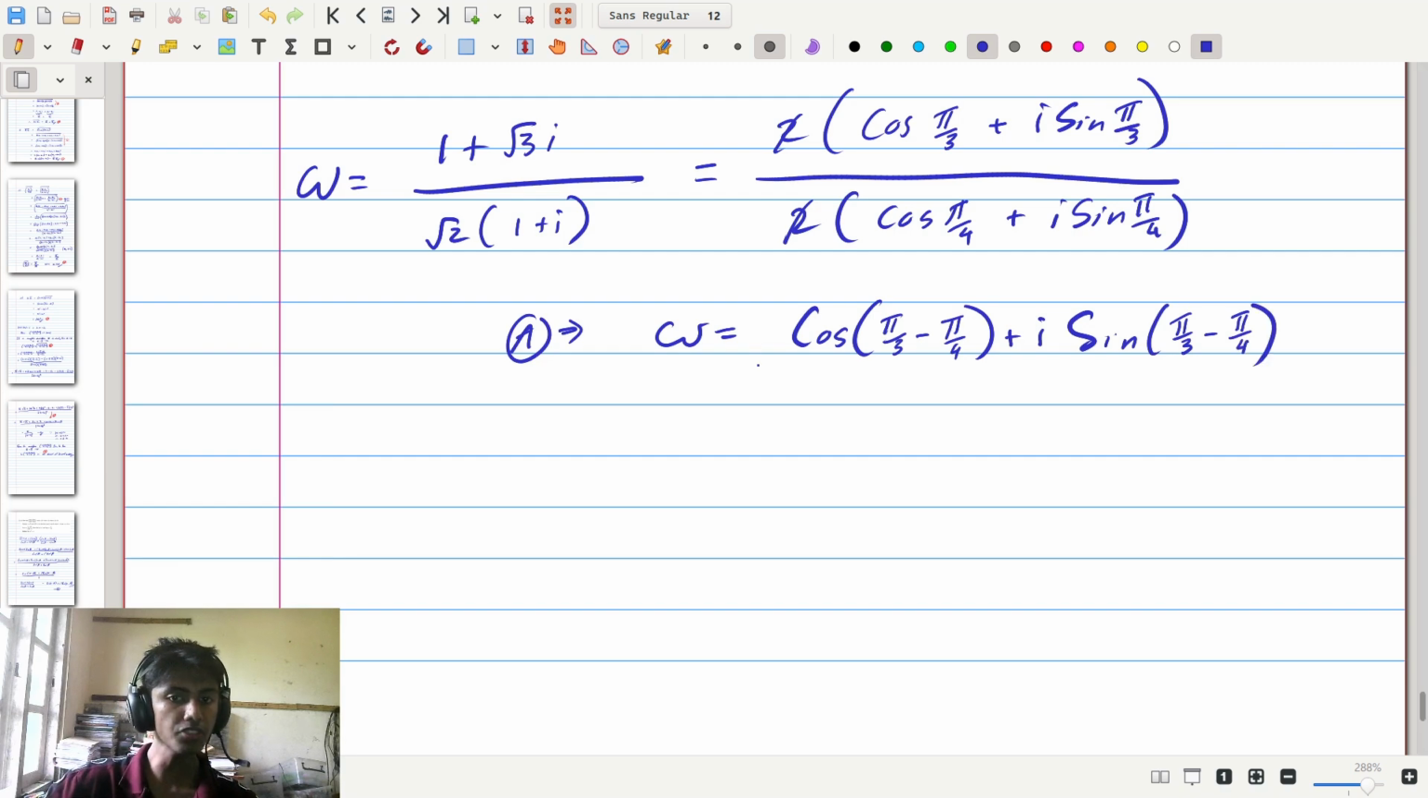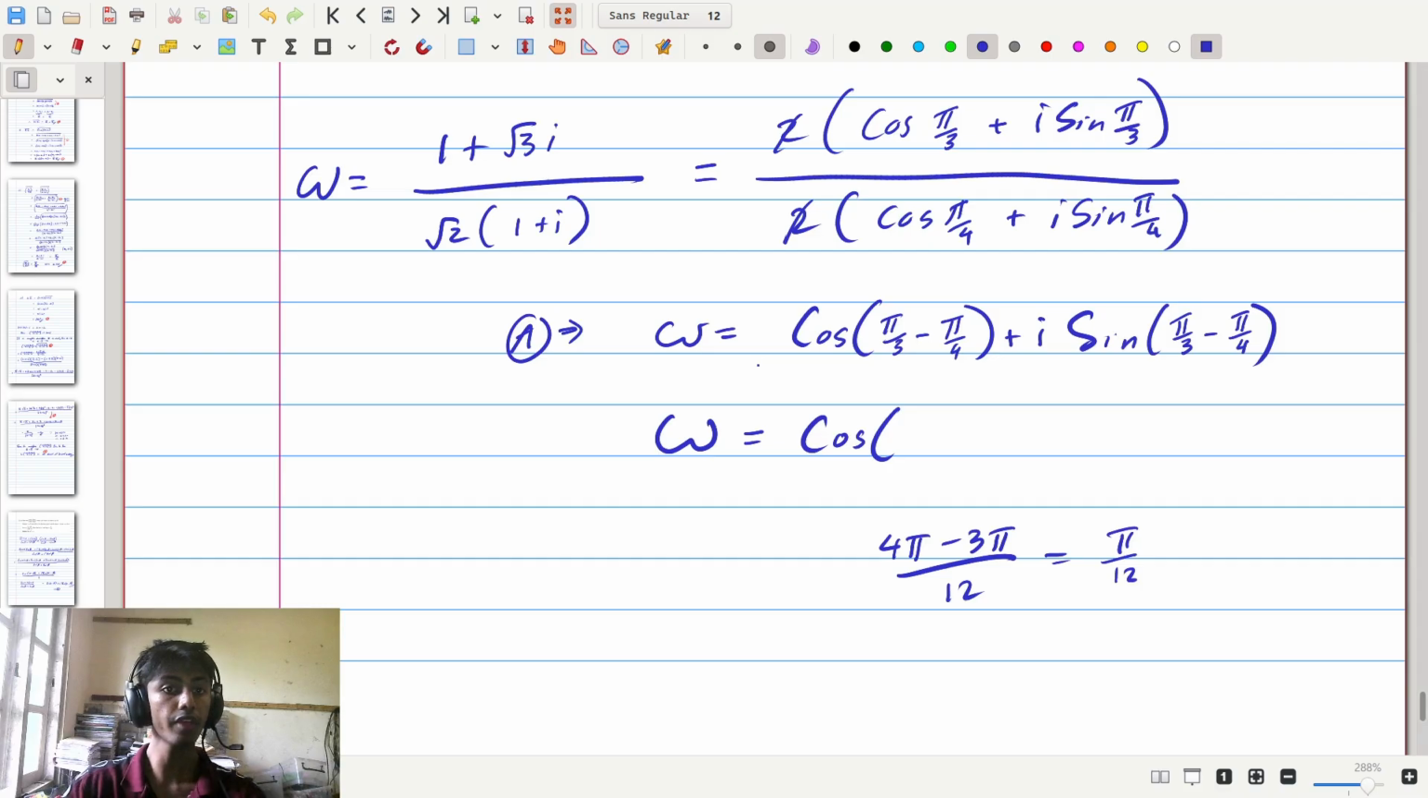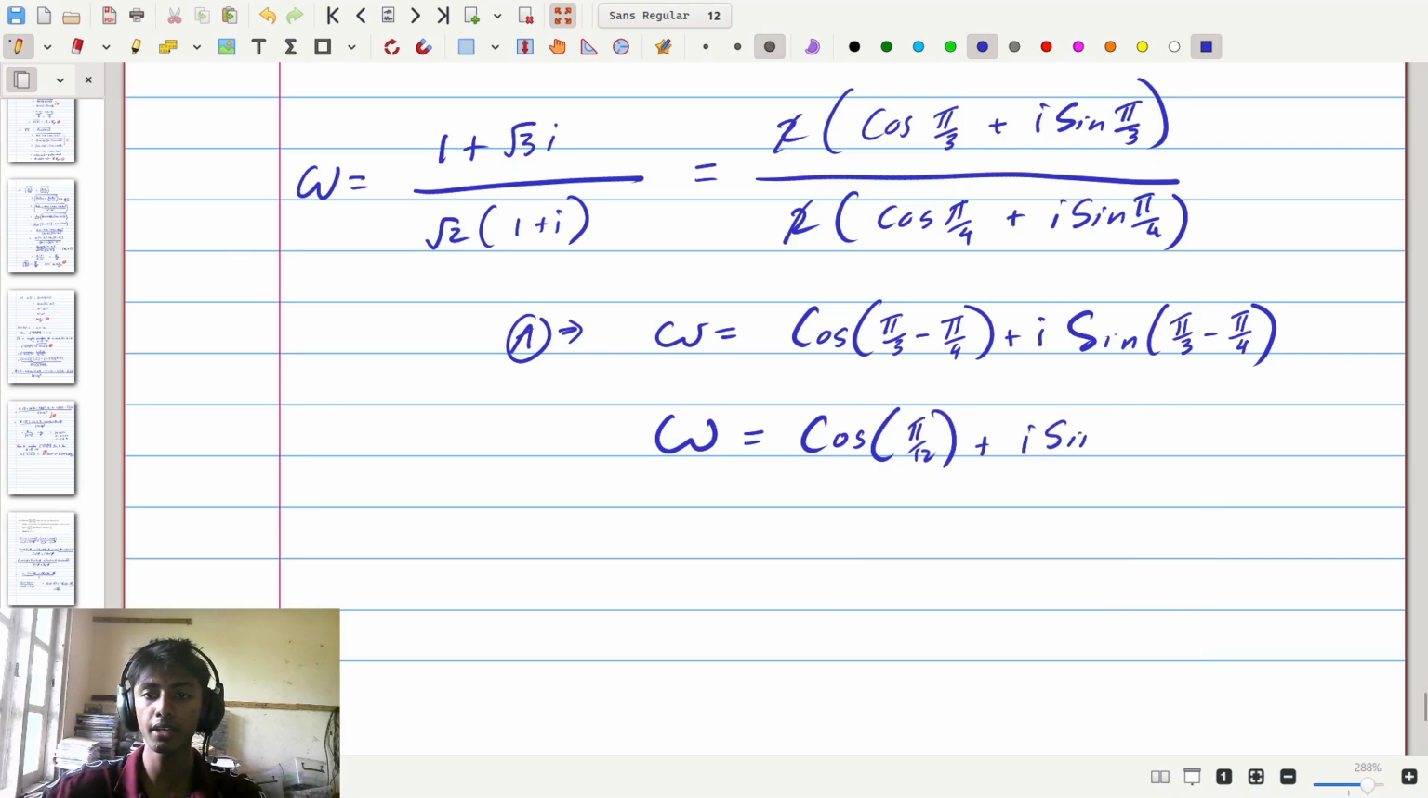Now simplifying each of these down, we can see we get omega being equal to the cosine of pi by 3 minus pi by 4, which is 4 pi minus 3 pi divided by 4 times 3, which is 12, which is a single pi divided by 12. So therefore we get omega equals cosine of pi by 12 plus i sine pi by 12, which you can see is just equal to 1 times cosine of pi by 12 plus i sine pi by 12.